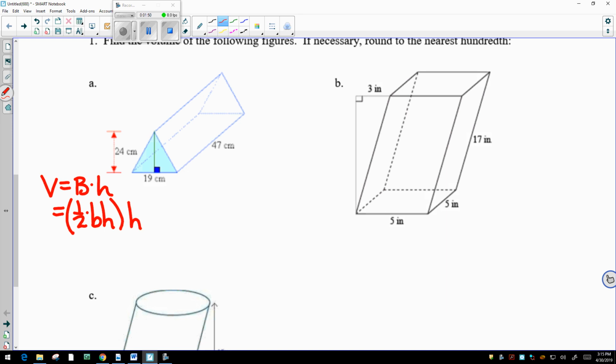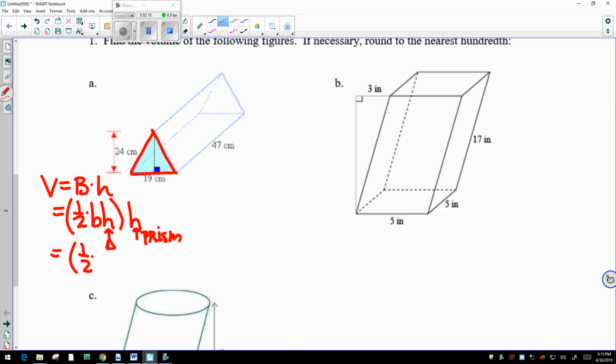Now notice we have two heights. These are different. This is the height of the triangle, where this is the height of the prism, or the distance between the two bases. So when we're filling this in, you have to be careful with what that H stands for. So we have 1/2, looking at the triangle, that's the shape of our base.